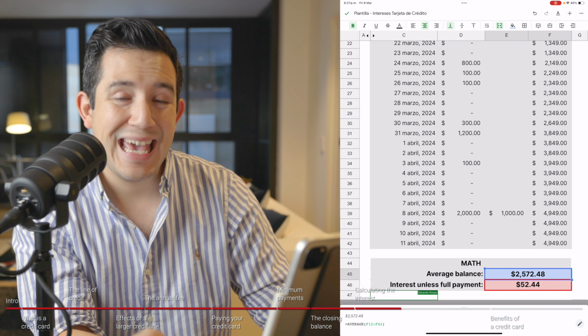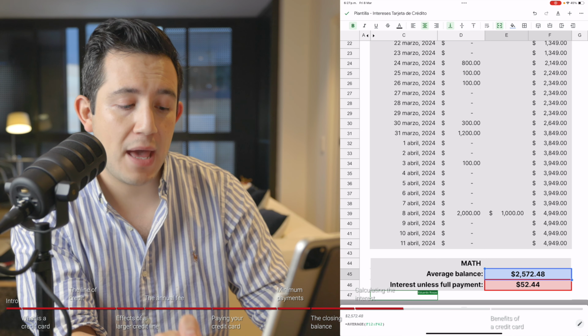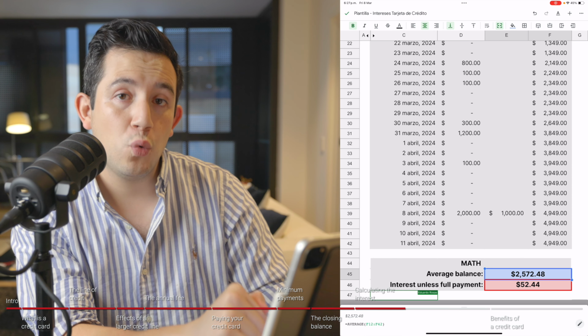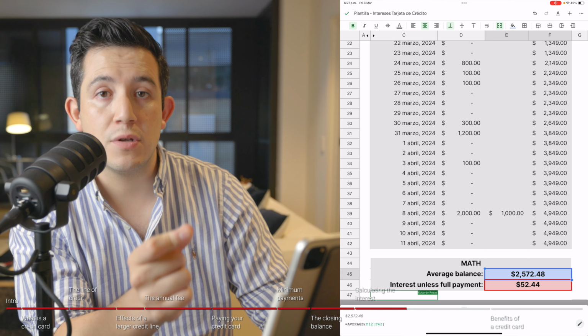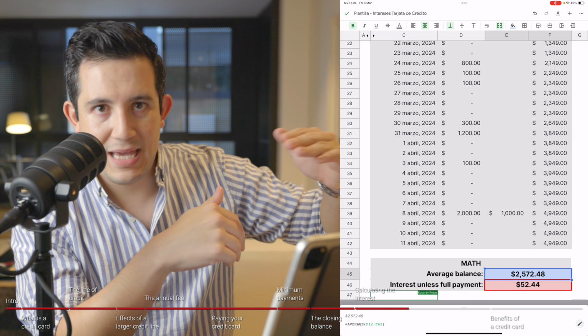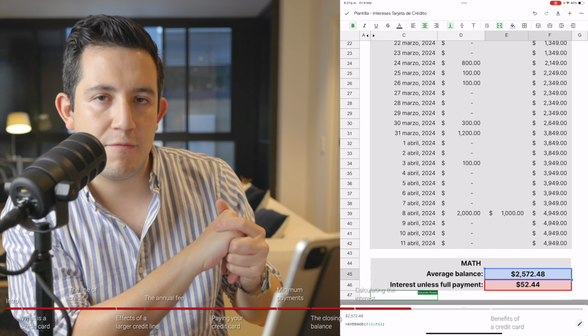So in this case, if you don't pay the full amount, that is the entire $4,941 that you owe, you would incur in $52.44 of interest. And of course, if you don't pay in the next month, you would incur more and more and more interest every single month.